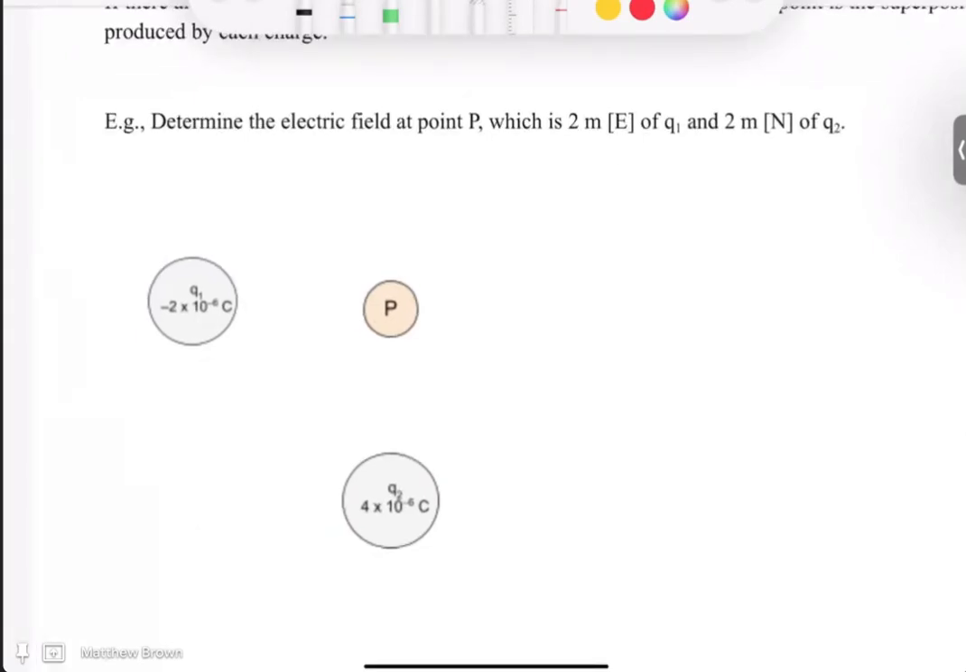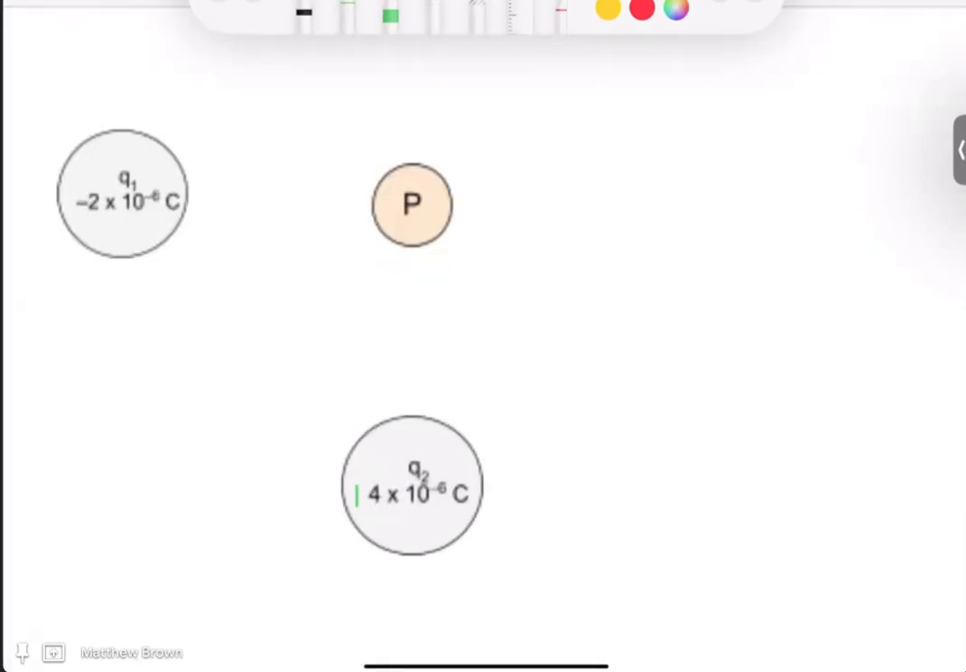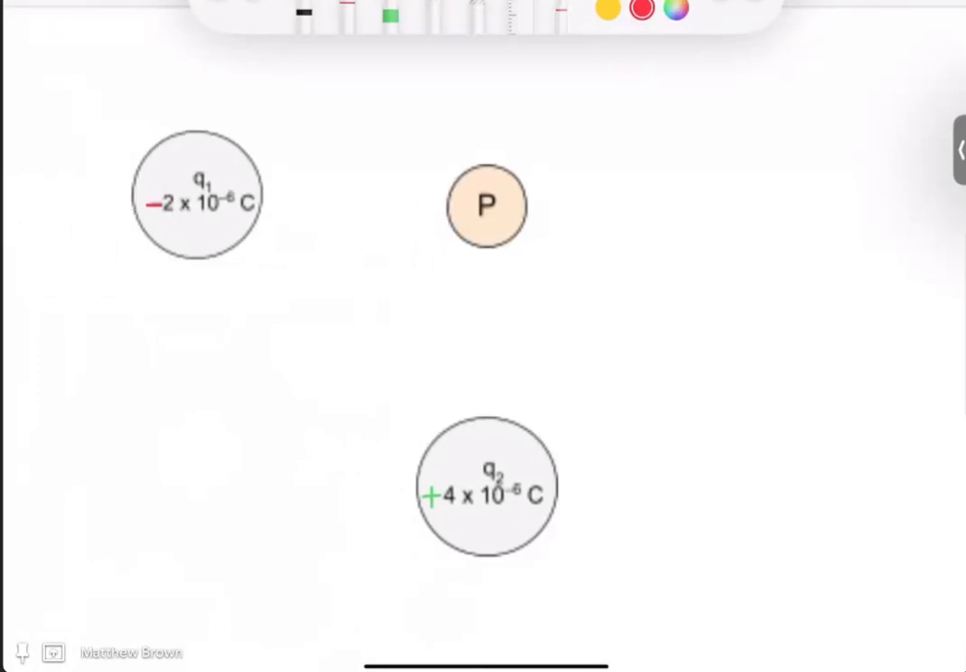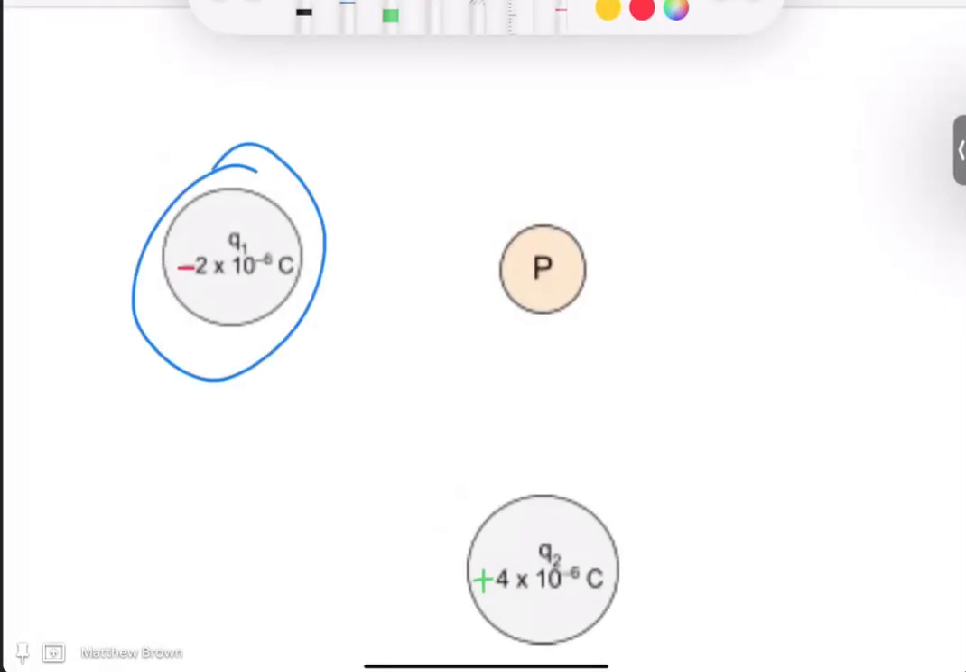Determine the electric field at the point P, which is 2 meters east of Q1 and 2 meters north of Q2. Now, because we're dealing with electric charge and not just with gravity, we have to recognize we can have positives and negatives. So it's very important that this down here is positive and this here is negative. That tells us we're considering what would be the force experienced by a positive 1 charge. So if we look at the electric field, this is charge 1 here, so it would be attracted to that one.